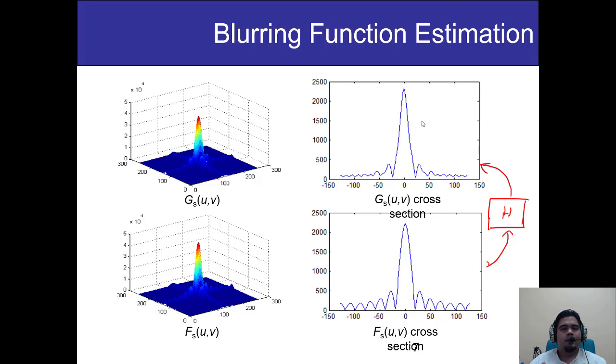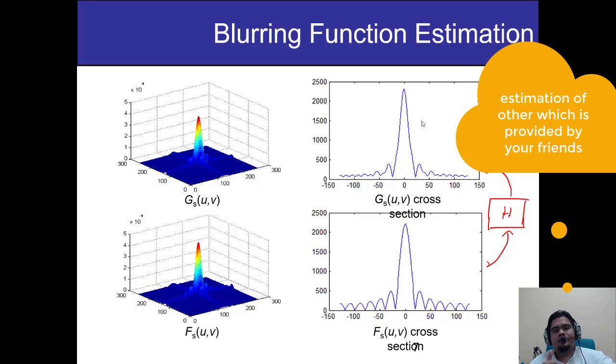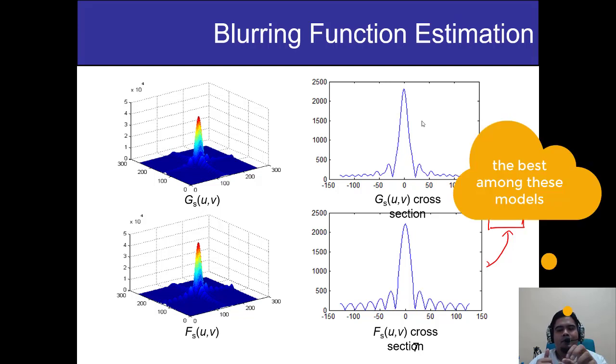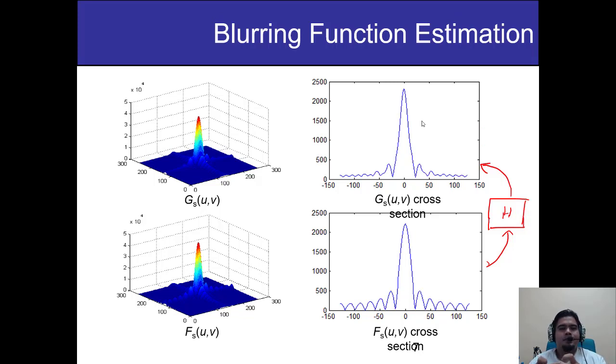That is one way. Another way might be to take estimations of other filters as well. You try to simulate and find which one is the best to represent your model by observing the result, and the one that is closest to your GS is the one that you choose as your blurring function model. So that is how you do it in this approach, which is called the observation approach in estimating your H, where it's quite subjective.